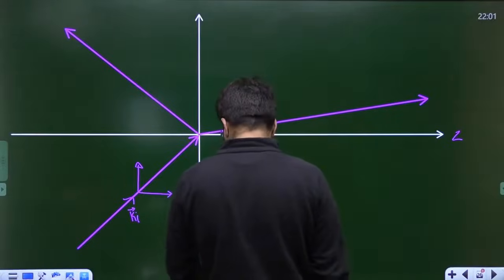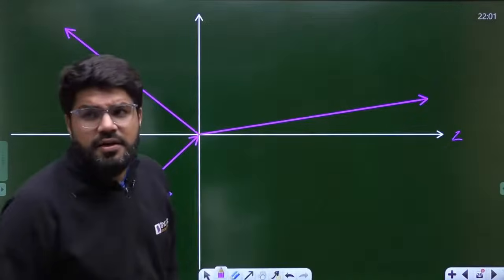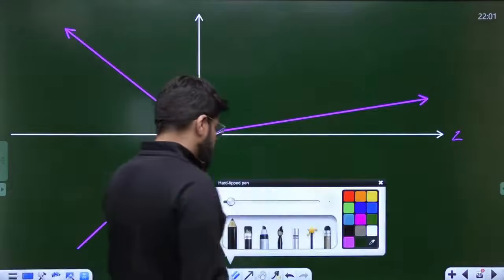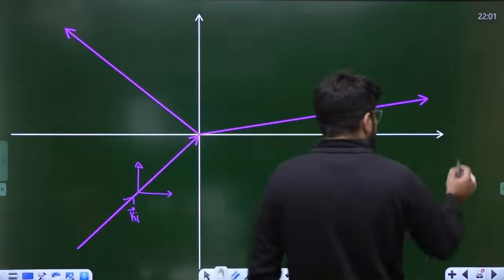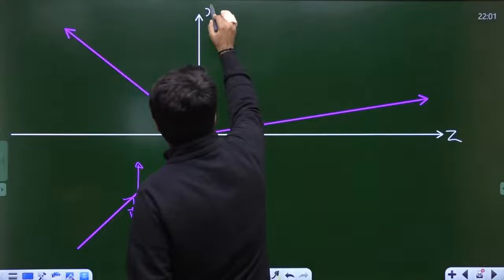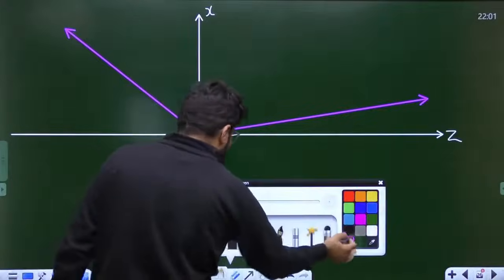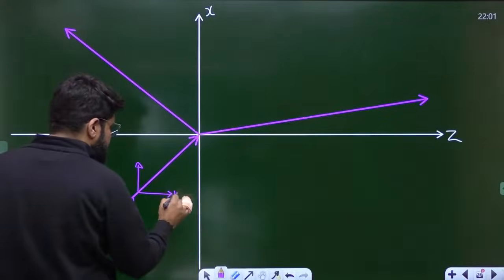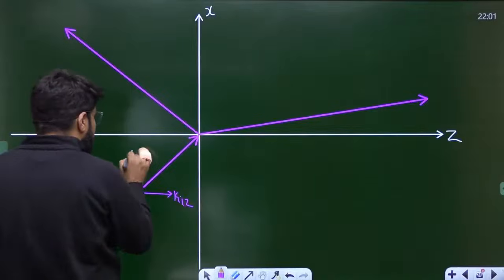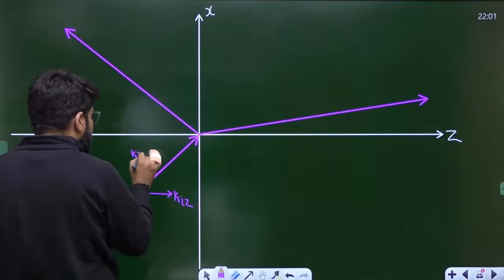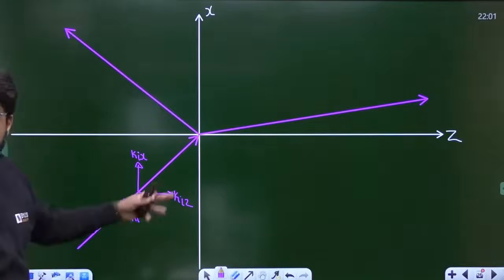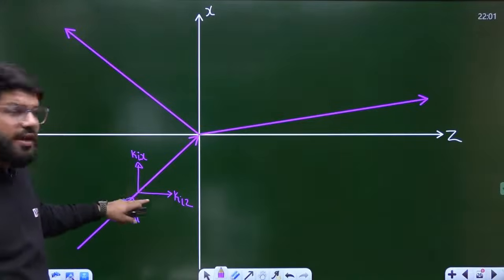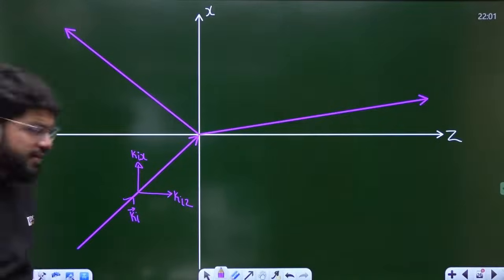Yeah. So this is the Z direction and this is the X direction. So this can be resolved into a horizontal component, which is known as KIZ, and this is KIX. Already we know KI, but I will first apply the resolution on KI so that you can get the KR and KT. Dhyan dena.